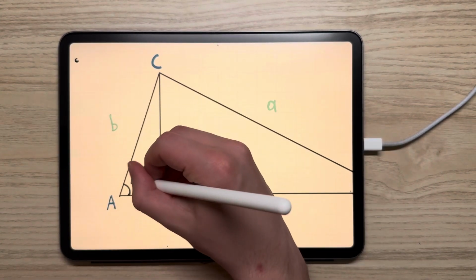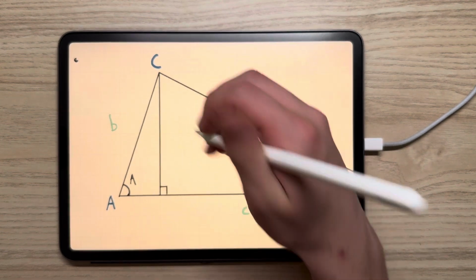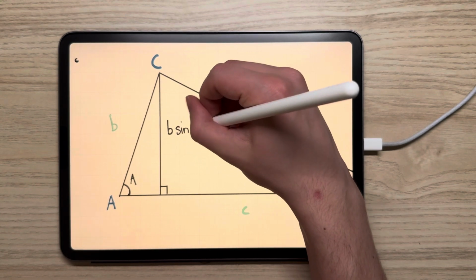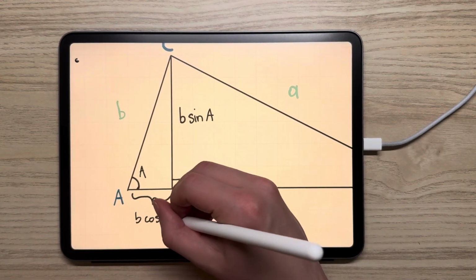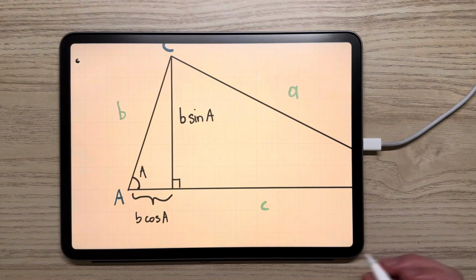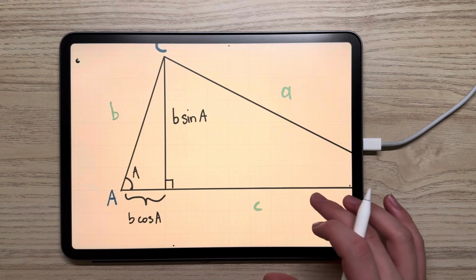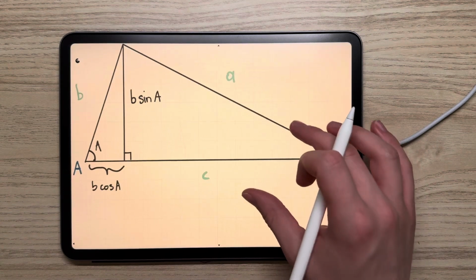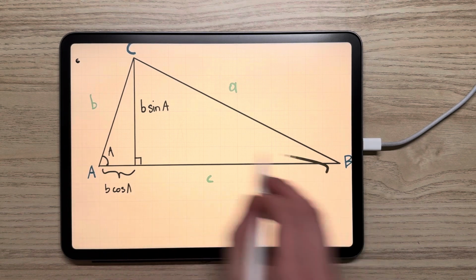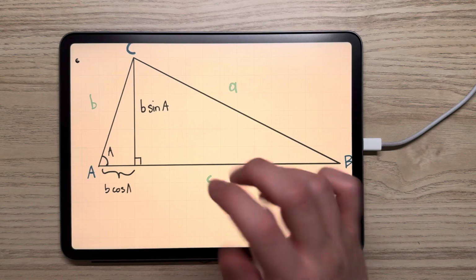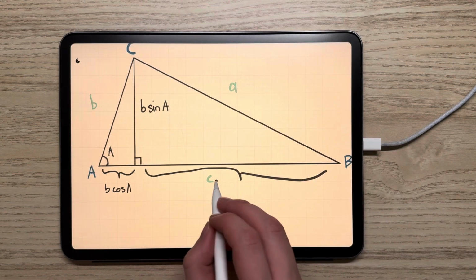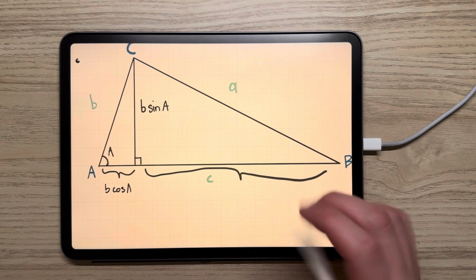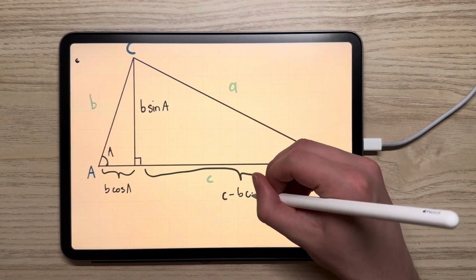So if this angle is A, this length right here is going to be B times the sine of A. And this length right here is going to be B times the cosine of A. And that's because of trig rules. And if you are confused about that, I recommend that you watch videos on sine and cosine and my video about the unit circle. Now that we have this side and we know the whole thing, this little part here is going to be C minus this smaller part. So it's going to be C minus B times cosine of A.